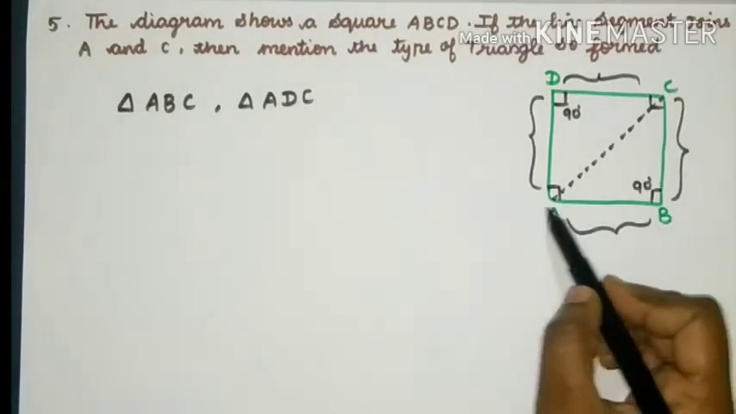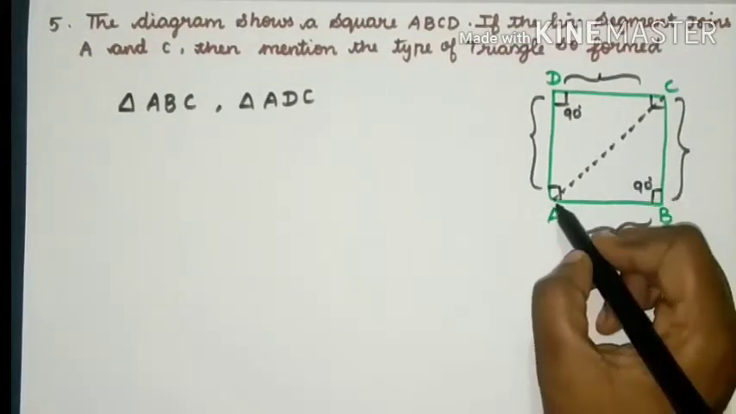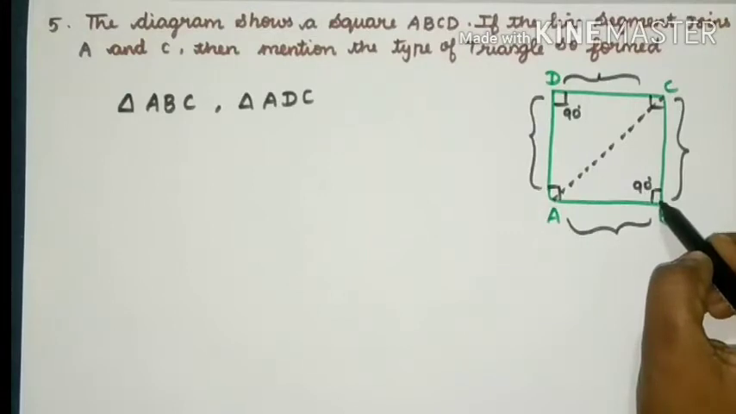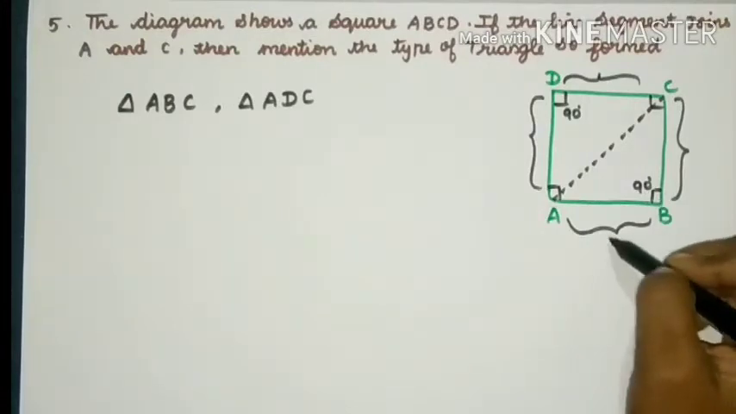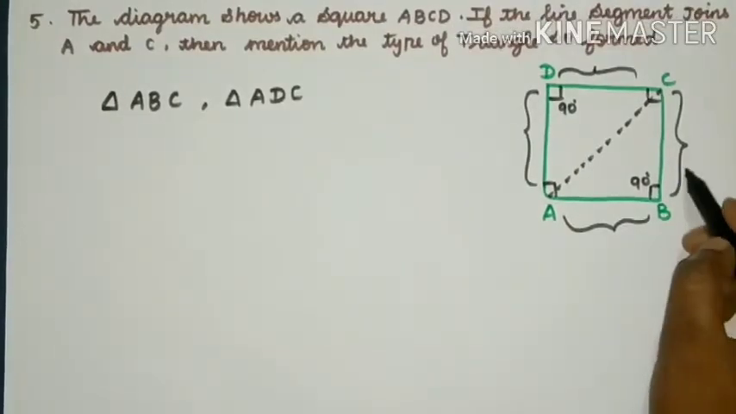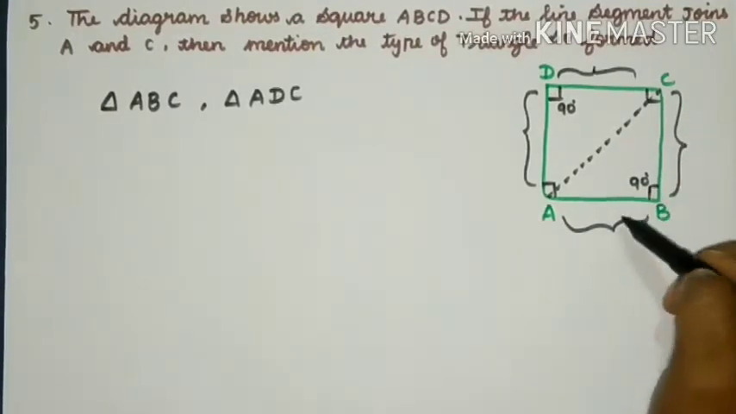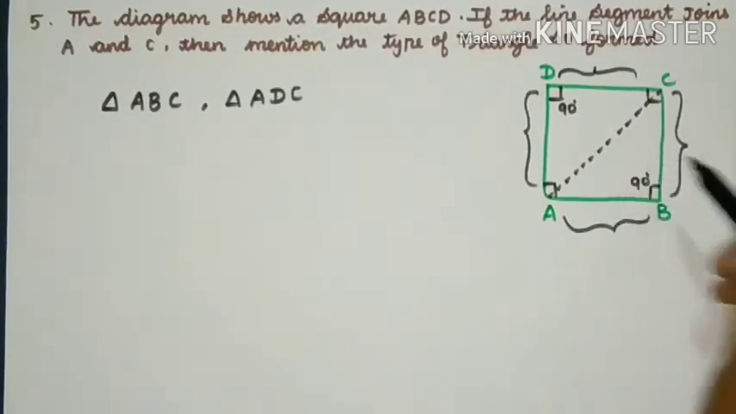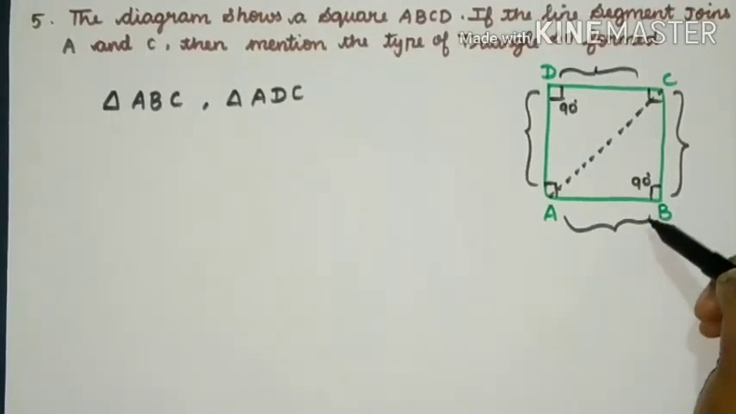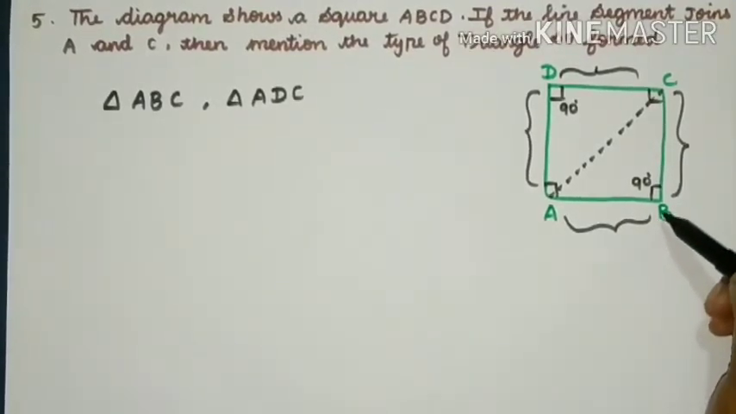And then come to triangle ABC. Here angle B is a right angle. Similarly, AB and BC are equal and one is different. The 2 sides of the triangle are equal and one is different, which means similarly this is also an isosceles right angled triangle. Students, is it clear, no?